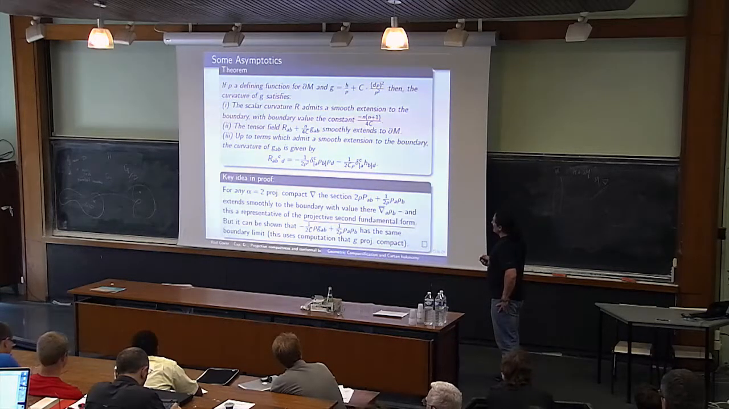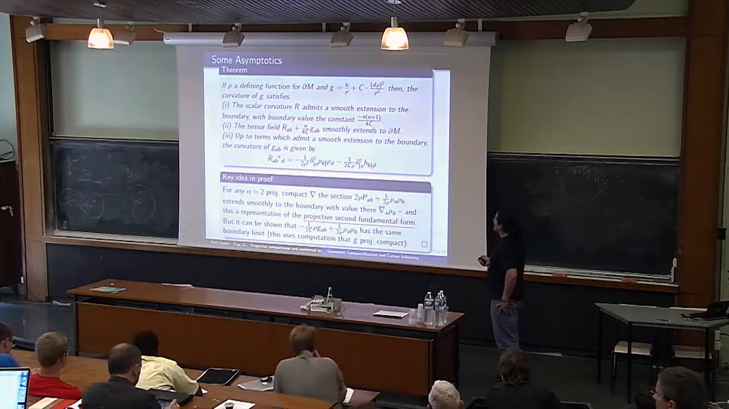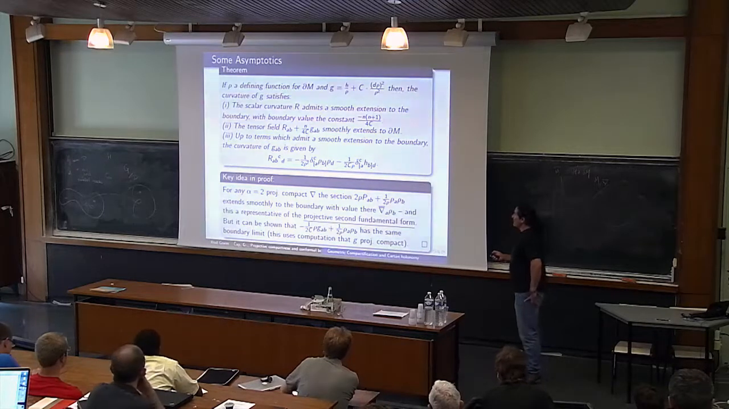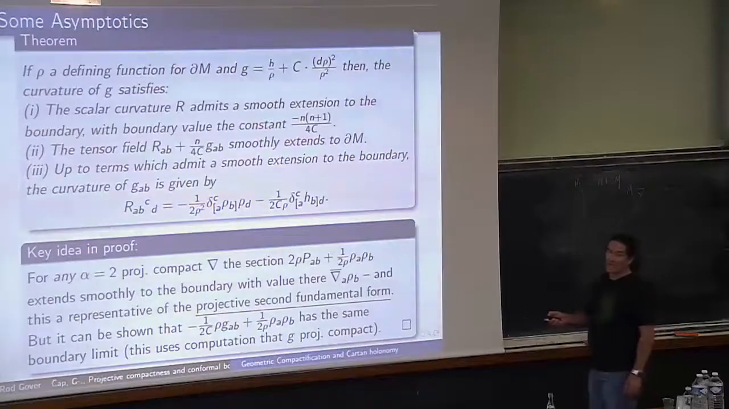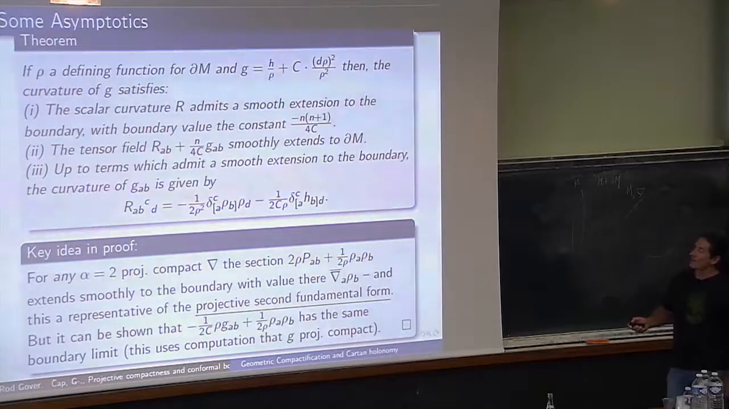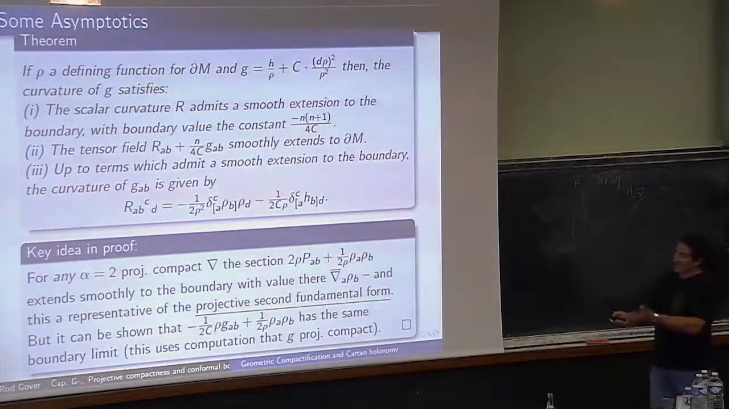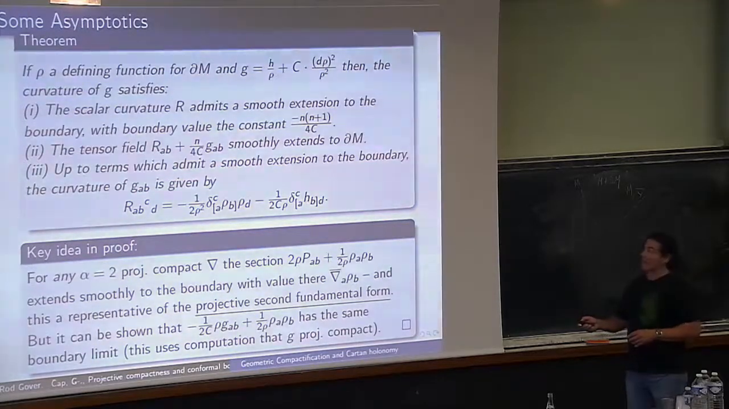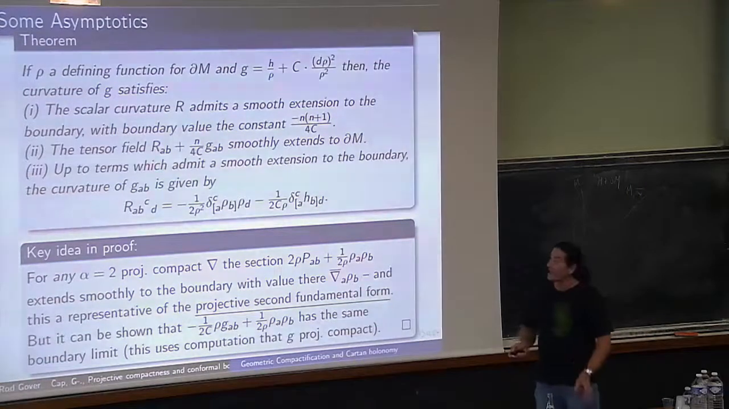Then what you can show is that this tensor here, which is a combination of the Ricci tensor and a constant times the metric, smoothly extends to the boundary. So what's the importance of that? Well, the metric doesn't extend smoothly to the boundary. Remember, it blows up, and different parts of it blow up at different rates. So what that's saying is that this Ricci tensor is doing the same thing. So this is a kind of asymptotic Einstein condition. The leading part of the Ricci tensor blowing up at the boundary is exactly the same as the leading part of the metric. So these things are asymptotically Einstein in that sense.